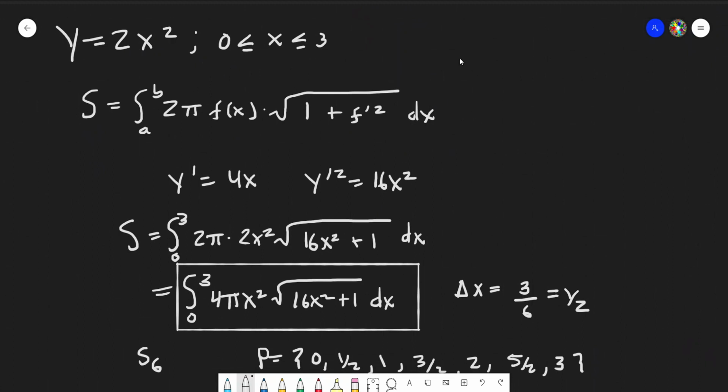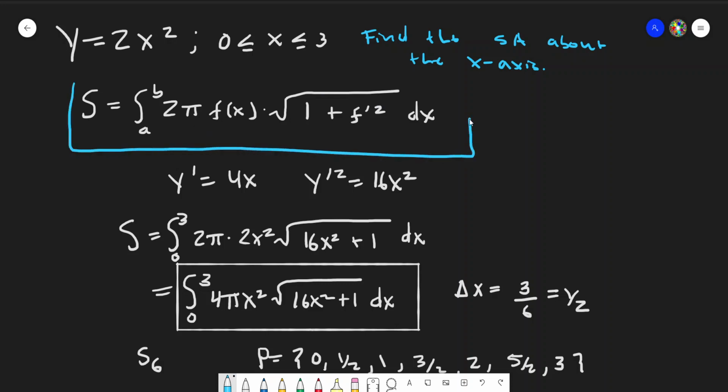That's just one thing that I might have omitted, that this is supposed to be: find the surface area about the x-axis. But we would have gotten that from here anyways, because this is the formula, respectively. That's the formula for rotating about the x-axis.